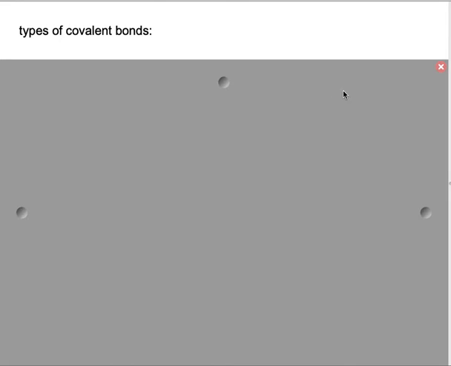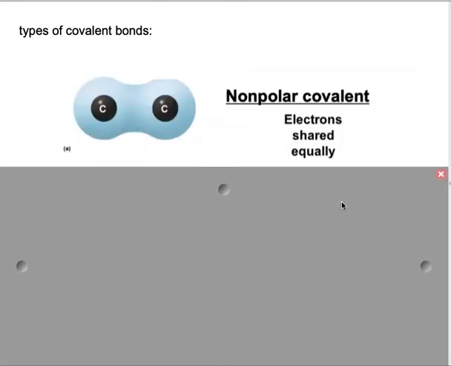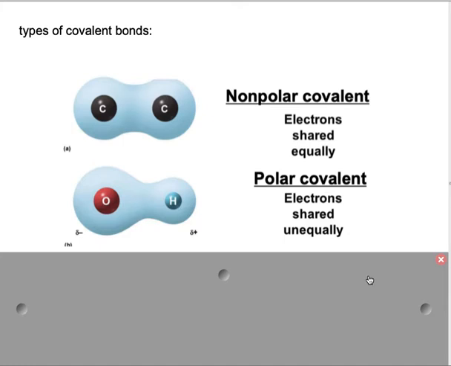There are two types of covalent bonds you'll remember. A nonpolar covalent bond in which the electrons are shared equally, for example in the carbon-carbon bond, and the polar covalent bond in which the electrons are shared unequally, as in the oxygen-hydrogen bond. You can see in a polar covalent bond, one end of the molecule, the one in which there is a buildup of electron density, is assigned a partial negative charge. The other end of the bond, where there's a deficiency of electron density, has a partial positive charge.